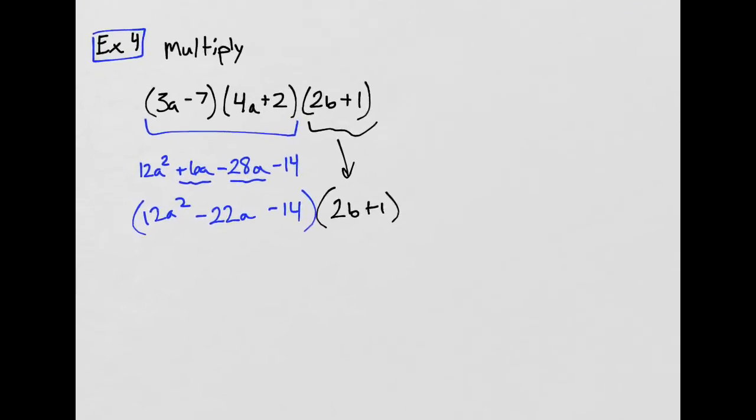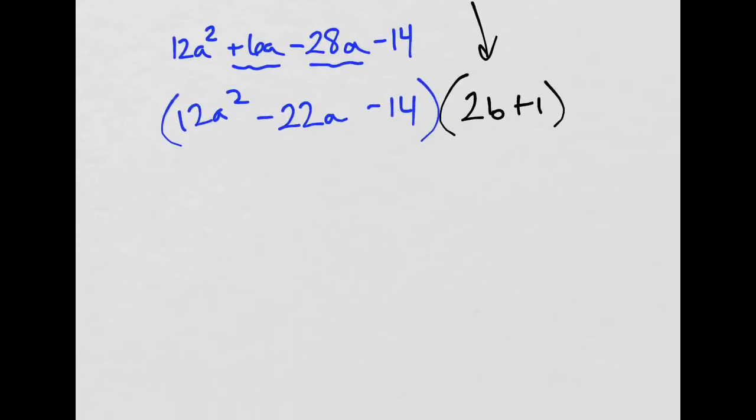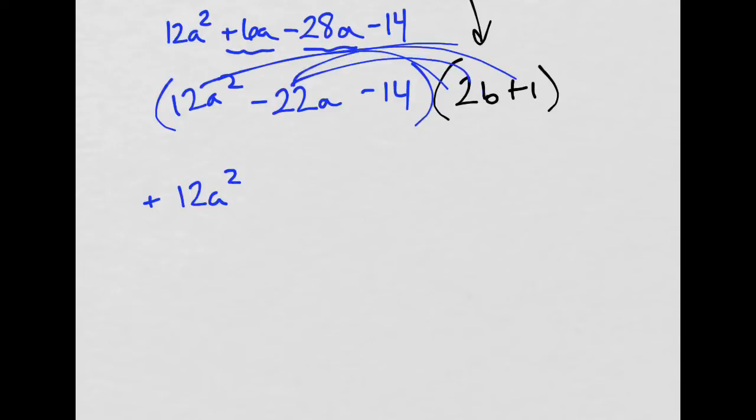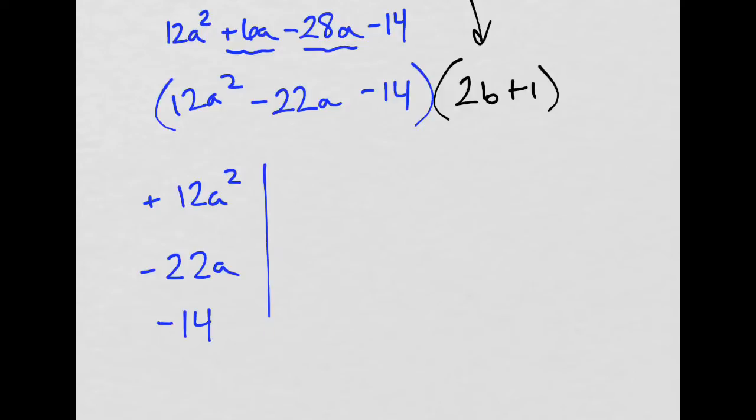Alright, so hopefully we know how to do this, and we can use the box method for this. For some reason, some people like the box method more, so I'll do that. 12a squared, normally you could just distribute that, and then distribute that, just distributing three things, but if you like the box method, here you go. You should still get the same answer. And then negative 14. So that's there. And then on the top we have a positive 2b and a positive 1.